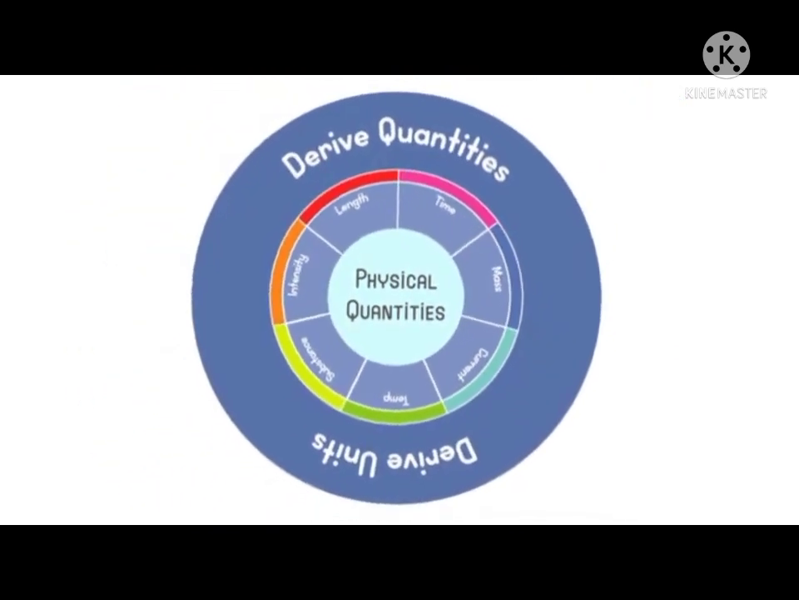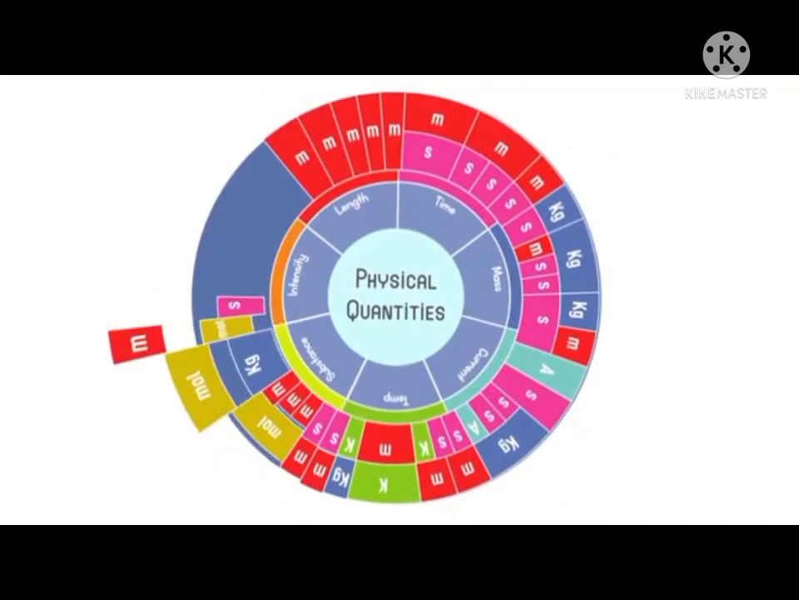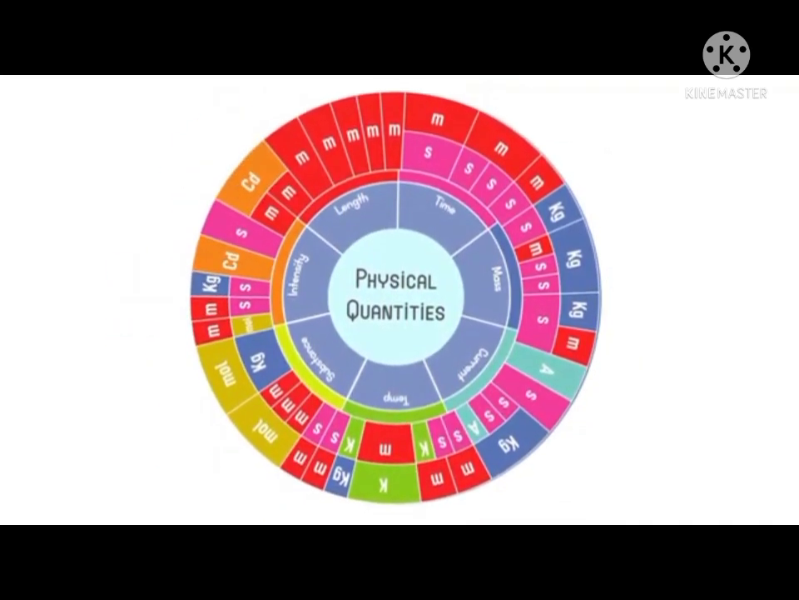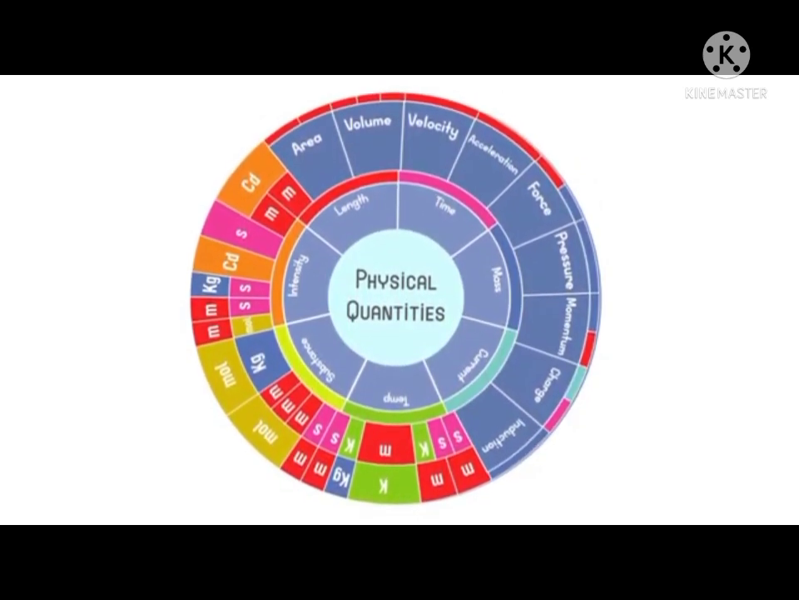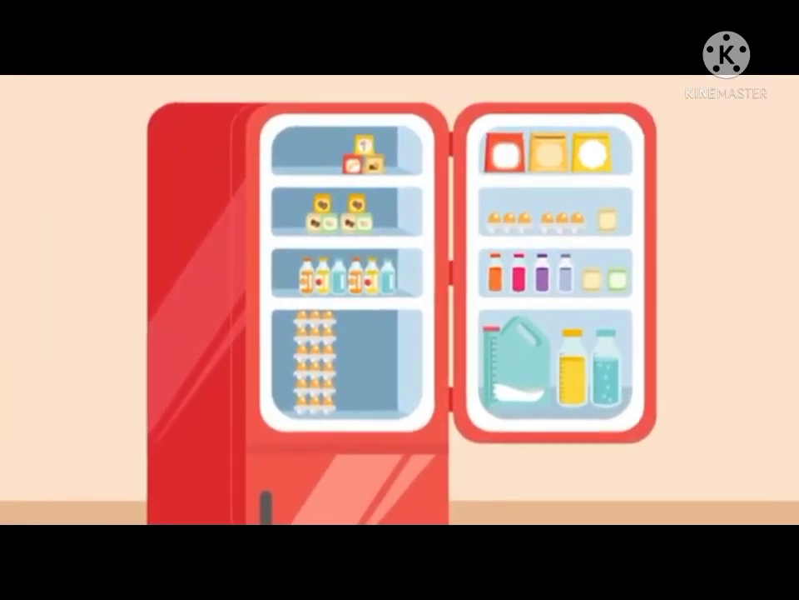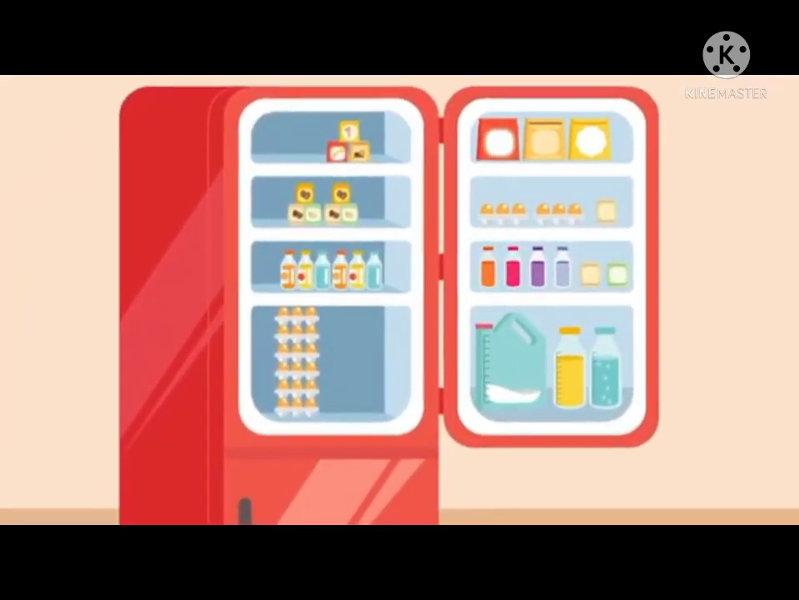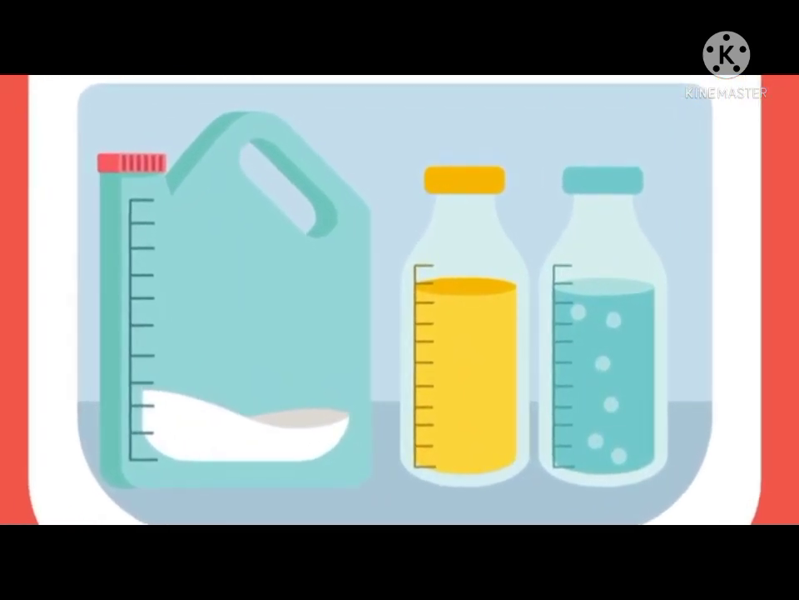Derived quantities, therefore, are those which are expressed in terms of base quantities. These quantities include area, volume, velocity, acceleration, force, pressure, momentum, electric charge, electric induction, etc. Before talking about the units which are associated with base and derived quantities, we need to know about the universally adopted system of units for physical quantities.